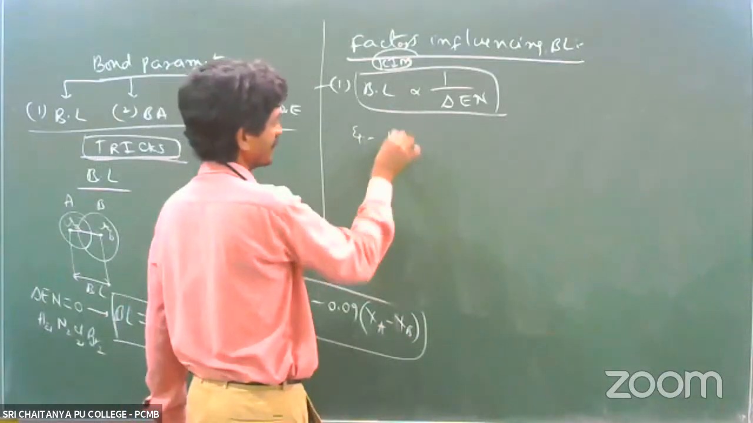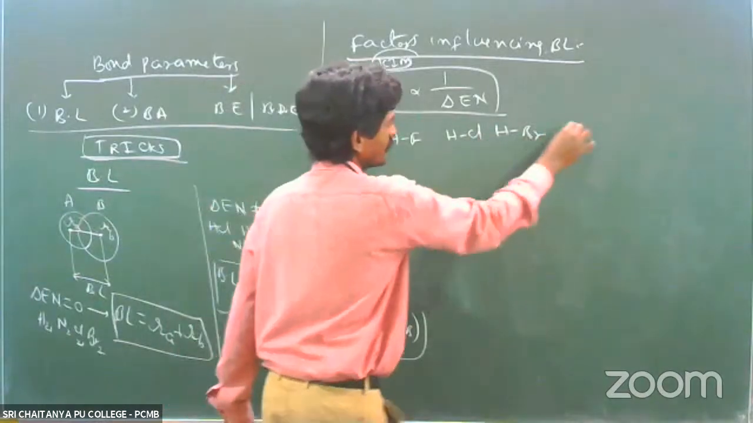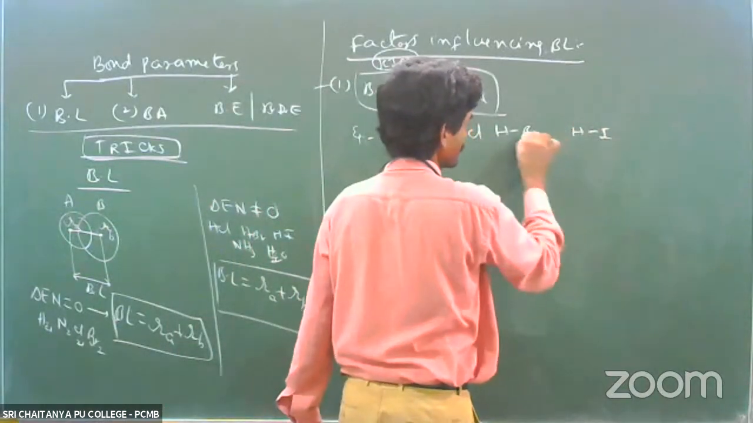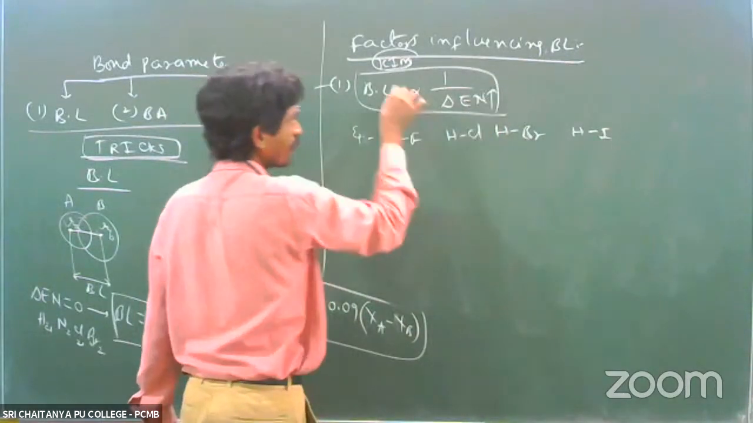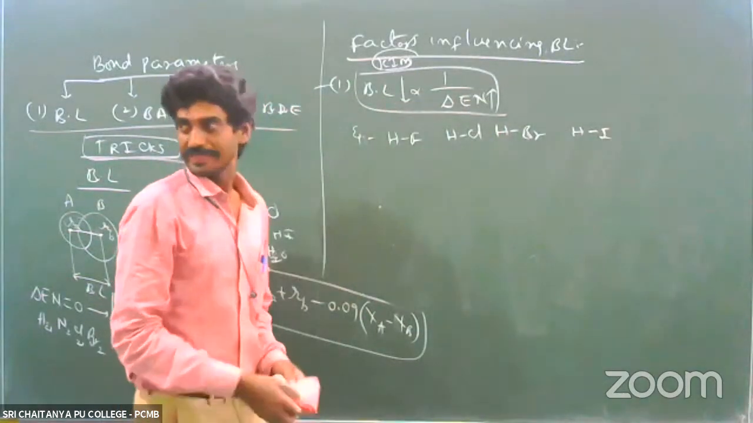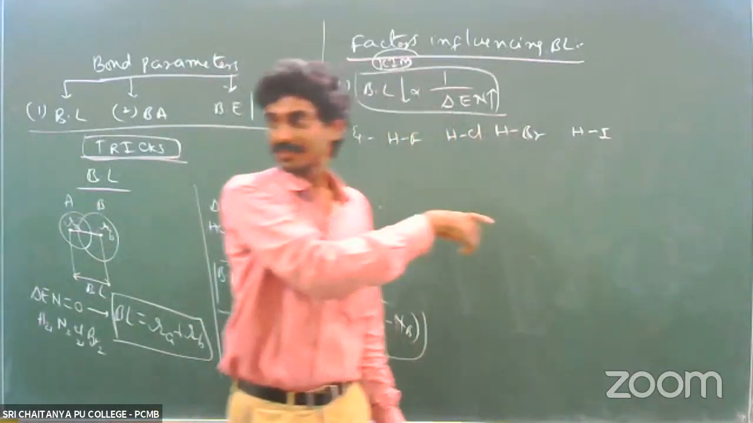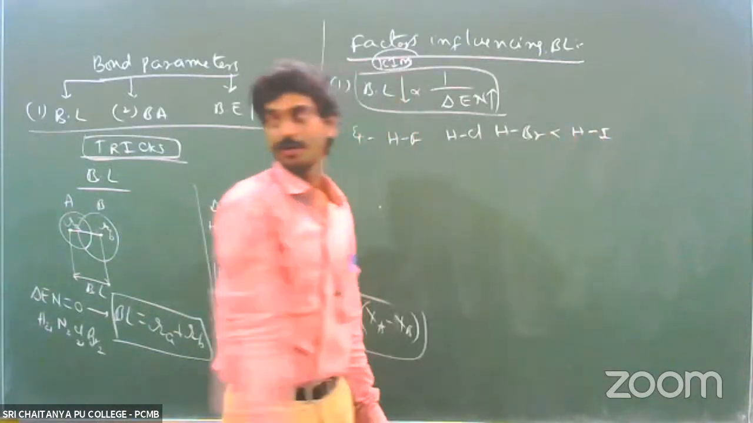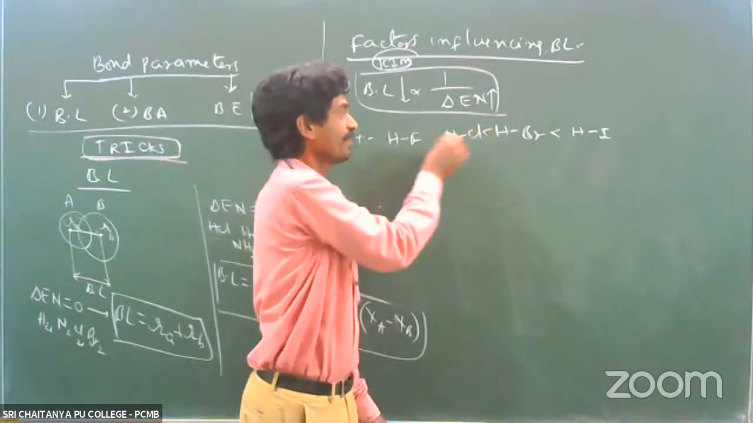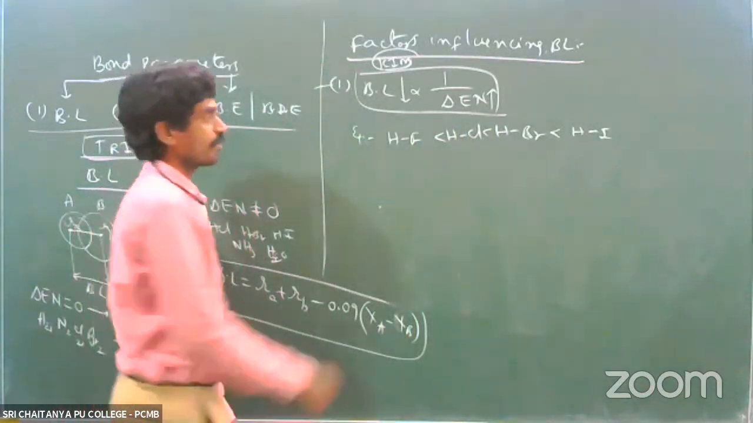For example, take HF, HCl, HBr, HI. So here, electronegativity is more, bond length is less. Electronegativity of fluorine is more, and for iodine it is very less. So electronegativity is less means bond length is more. HI is more, then HBr, HCl, HF. HF has the least bond length.